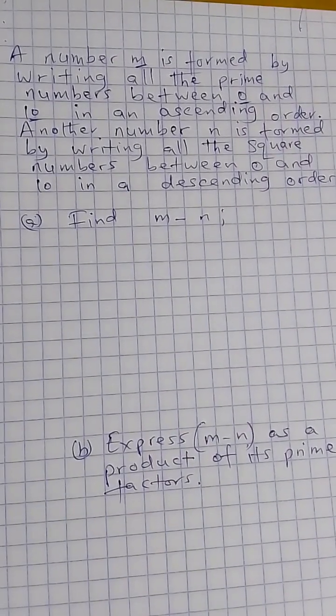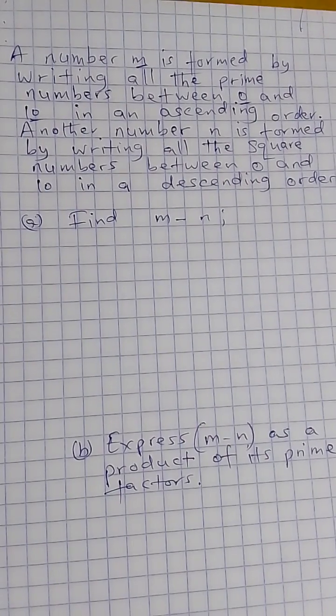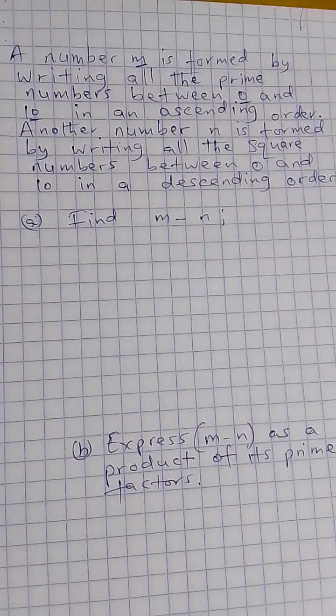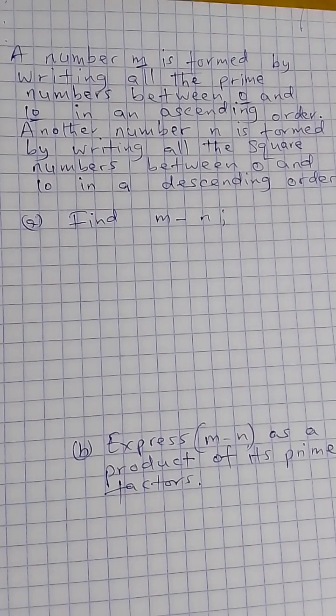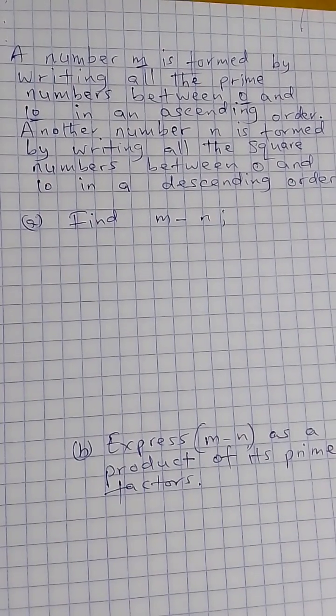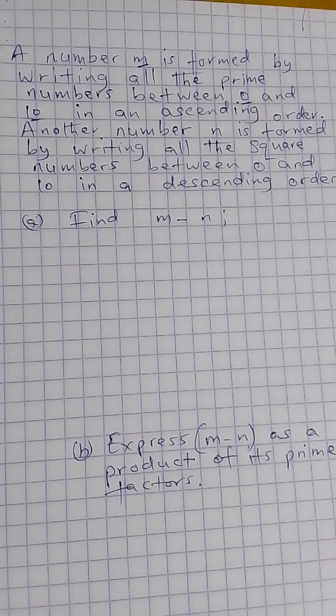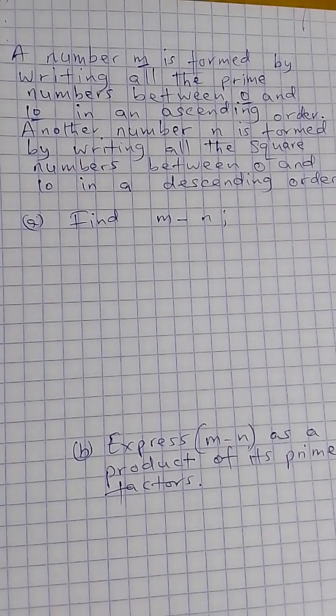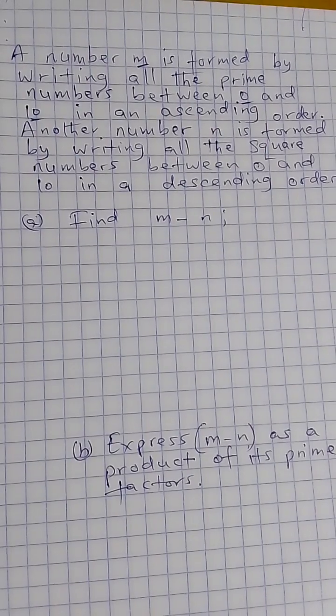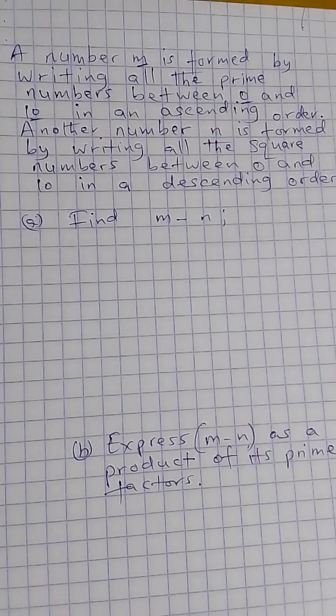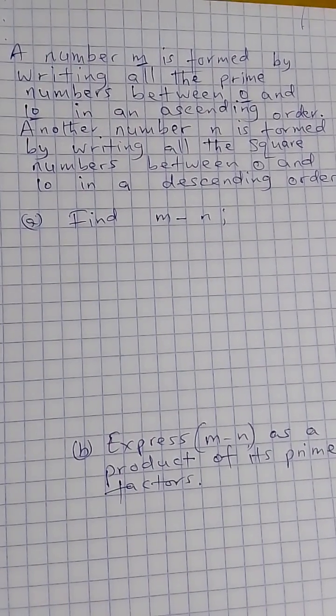A number m is formed by writing all the prime numbers between 0 and 10 in an ascending order. Another number n is formed by writing all the square numbers between 0 and 10 in a descending order. A. Find m minus n. B. Express m minus n as a product of its prime factors.